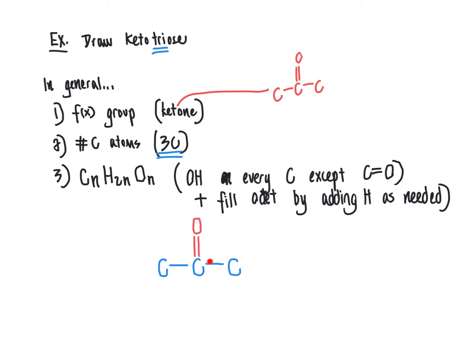If we had a longer chain molecule, there might be multiple positions where the ketone group could possibly go, and that would be okay. That would create different constitutional isomer sugars, and that does definitely exist in nature.